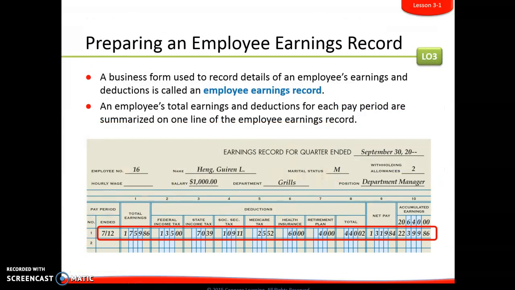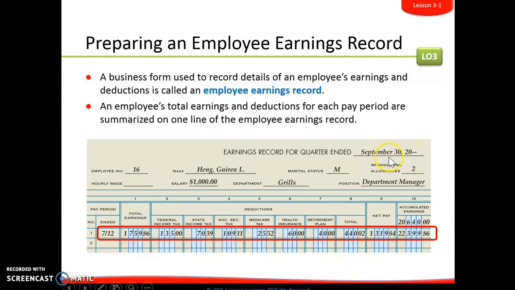We also need to prepare an employee earnings record. So before we did that record was for all of our employees, then we also record one for each individual employee. So a business form used to record details of an employee's earnings and deductions is called the employee earnings record. An employee's total earnings and deductions for each pay period are going to be summarized on one line of the employee earnings record. A lot of this information comes off of what we just got done creating before.